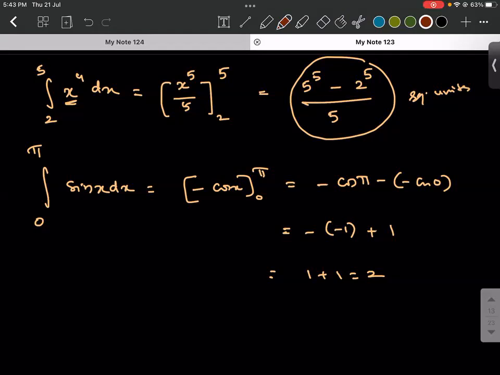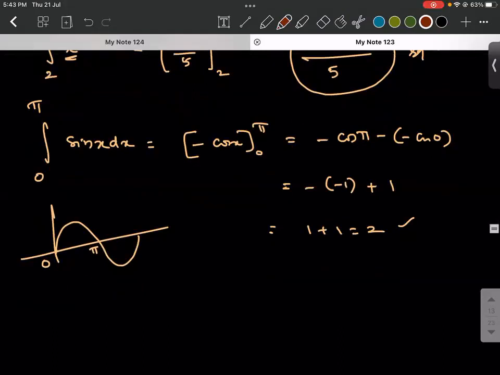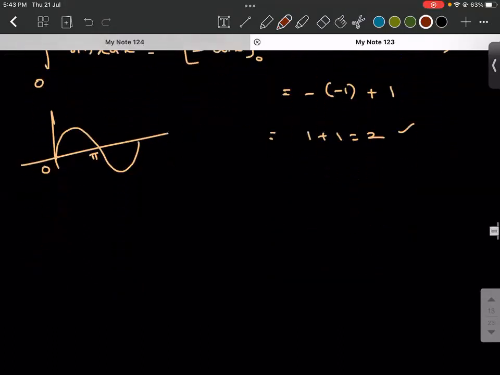Wait a minute, actually the answer should come out as zero. There is some mistake. Minus cos pi minus... No, it's right. It is right. 0 to 2 pi would have been 0. Yeah. Shall we proceed?